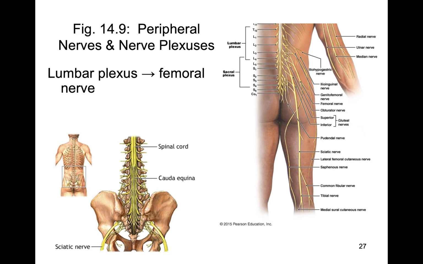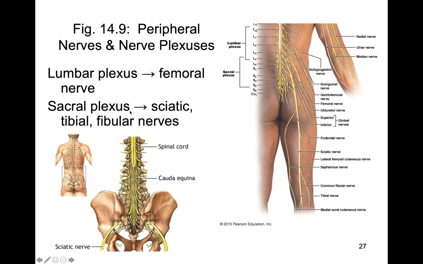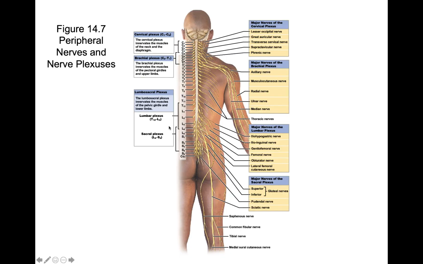So lumbar plexus, one of the nerves that comes off of the lumbar plexus that you know is the femoral nerve. The sciatic nerve, and the tibial and fibular nerves, are going to come off of the sacral plexus. So this is the sciatic nerve. If you look at this figure, you can see the cervical plexus and all these nerves that are part of the cervical plexus. I'm not asking you to know these except the phrenic nerve. For the brachial plexus, you have to know all these nerves.